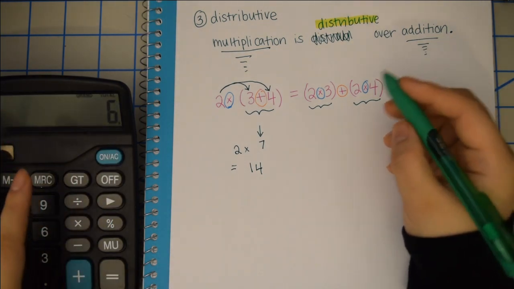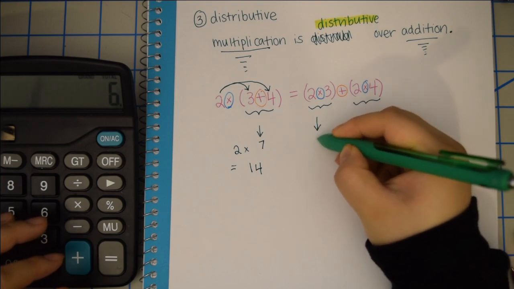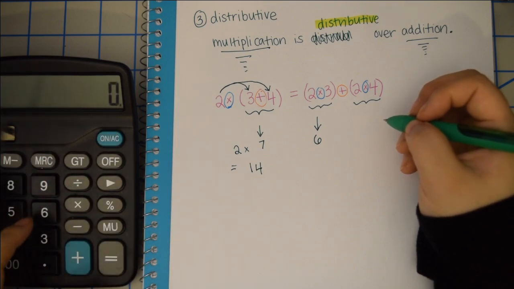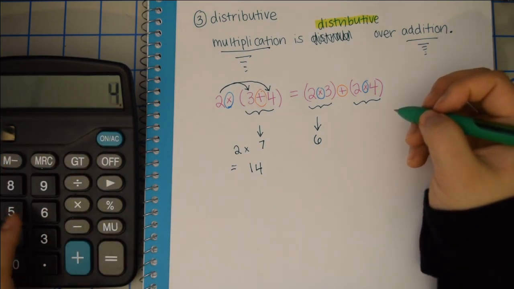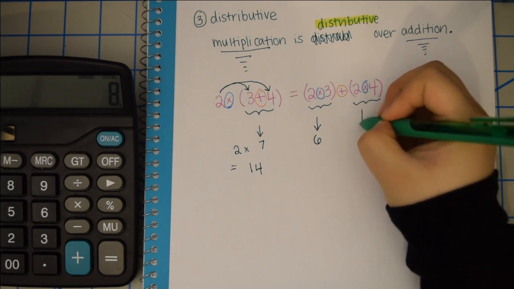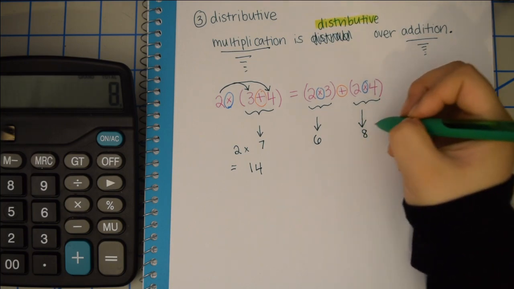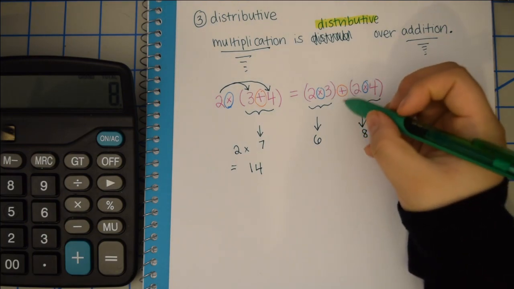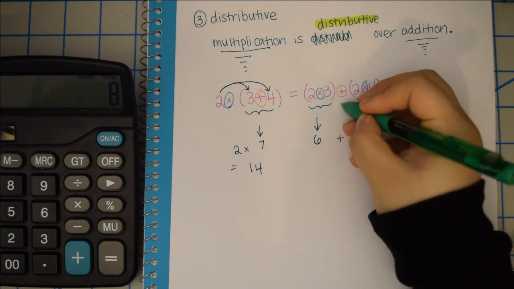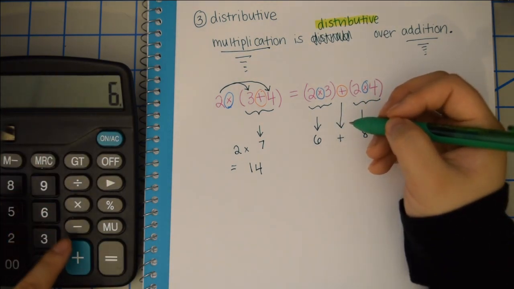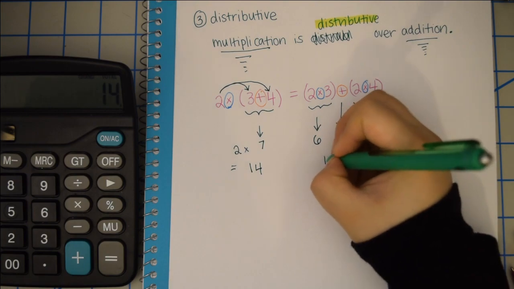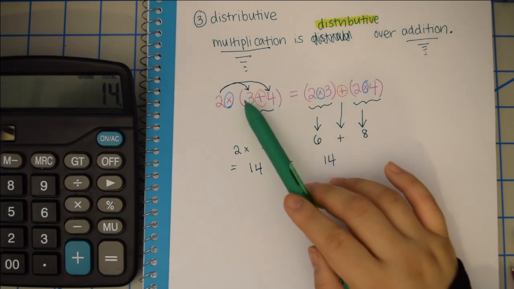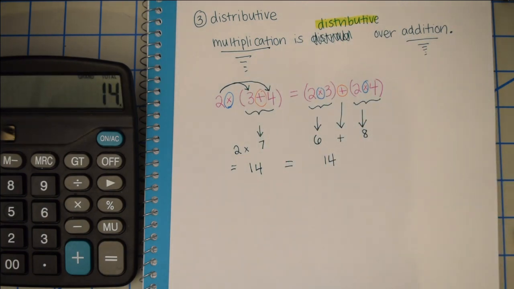Then I'm going to do this sign and do what's inside the parentheses first. So 2 times 3 is 6. By the way, I am not trying to get you really attached to your calculator. So don't get too dependent on this thing, but take your time. So then we have 6, and we have 8, and then we have a plus. So what's 6 plus 8? 14. So since these two are equal, that's an example of how multiplication is distributive over addition.